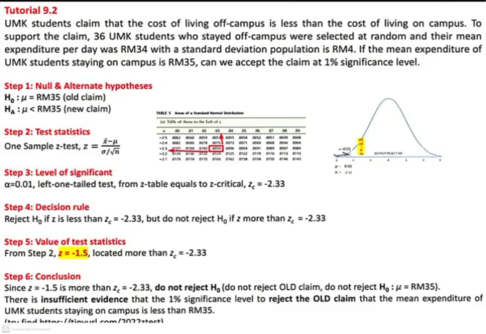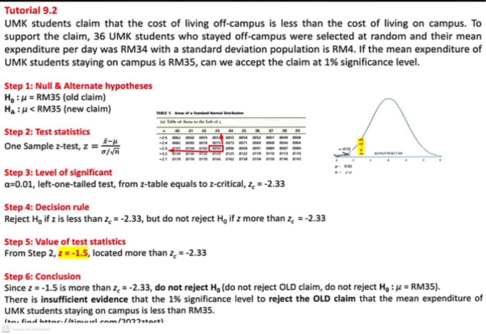Today, I test the claim that off-campus living costs are less than RM35. First, our null hypothesis is that the population mean equals RM35 and the alternative is that the mean is less than RM35. We use a one-sample z-test because the population standard deviation is known. The sample has 36 students, a sample mean of RM34, and a population standard deviation of 4.